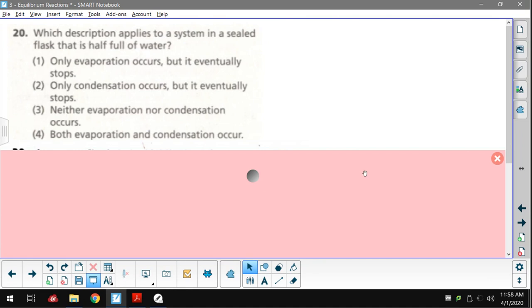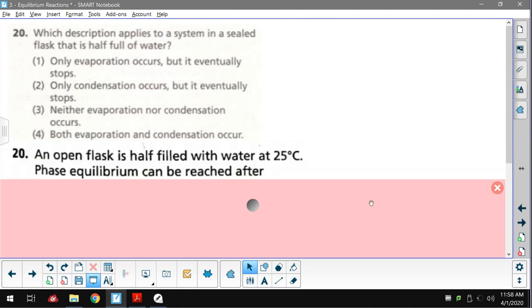Okay, just changing the colors here. The second question says, an open flask is filled with water at 25 degrees Celsius.